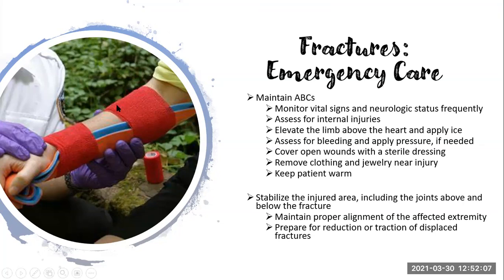Obviously, if they fractured their arm and they have on a wristwatch, I'm going to remove that. I'm going to remove anything that could potentially cause more harm as their arm continues to swell. Stabilize the injury, splint the area, and include the joints above and below the site of injury. And then, of course, reduction or traction for those fractures, like I said, that are not aligned and are displaced.